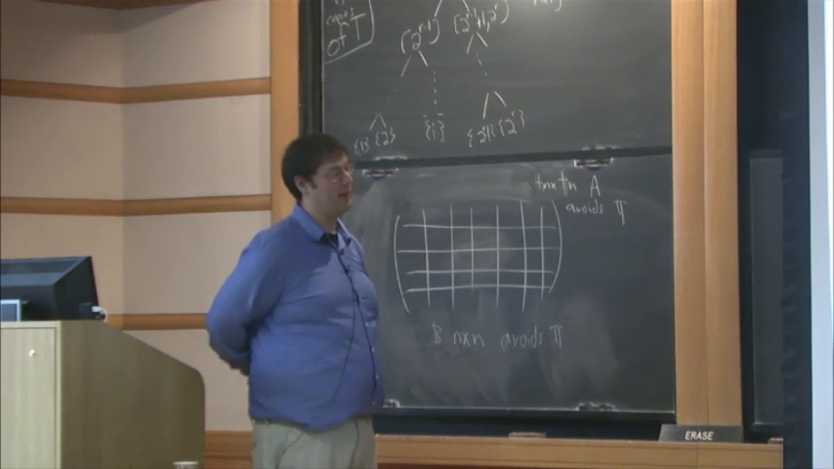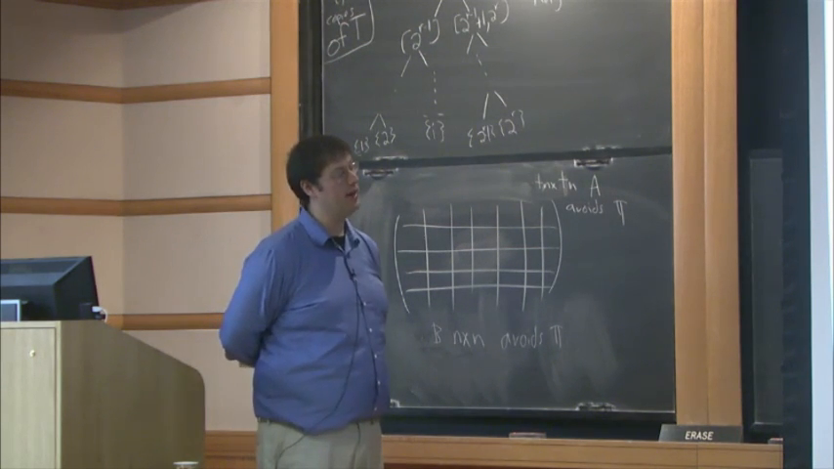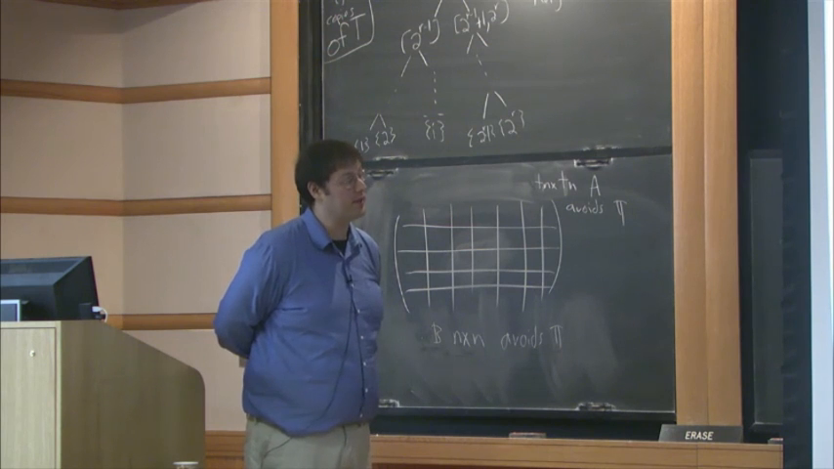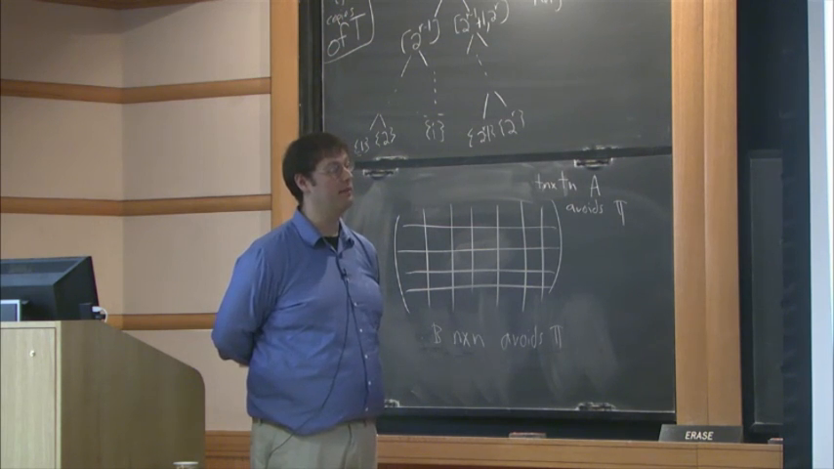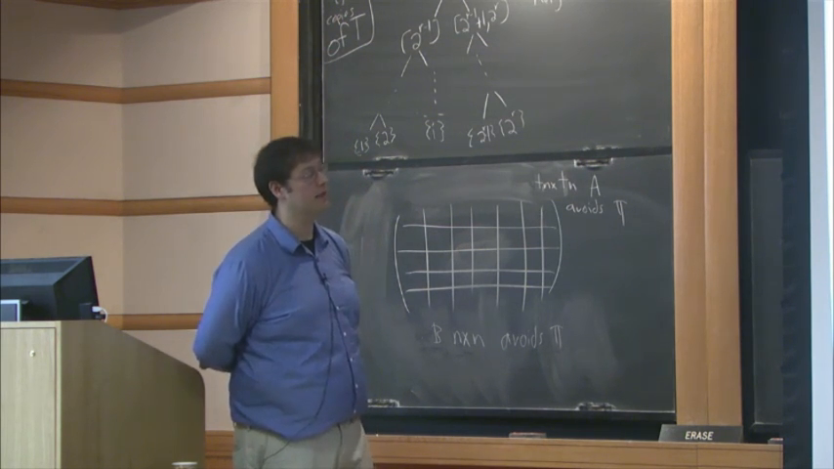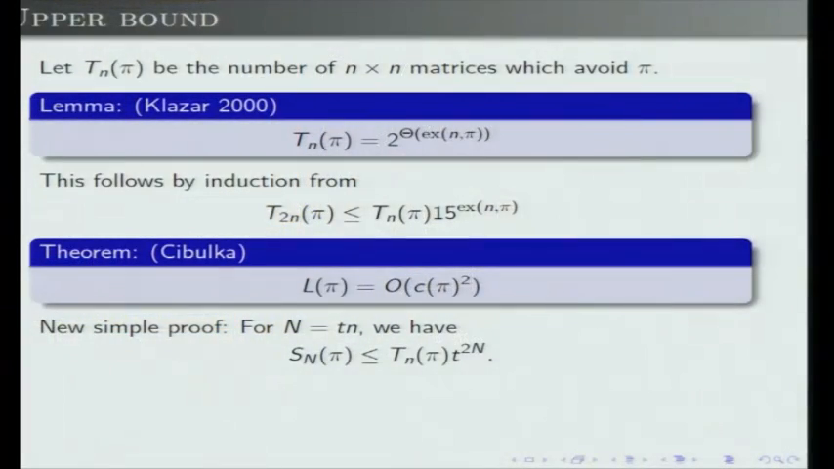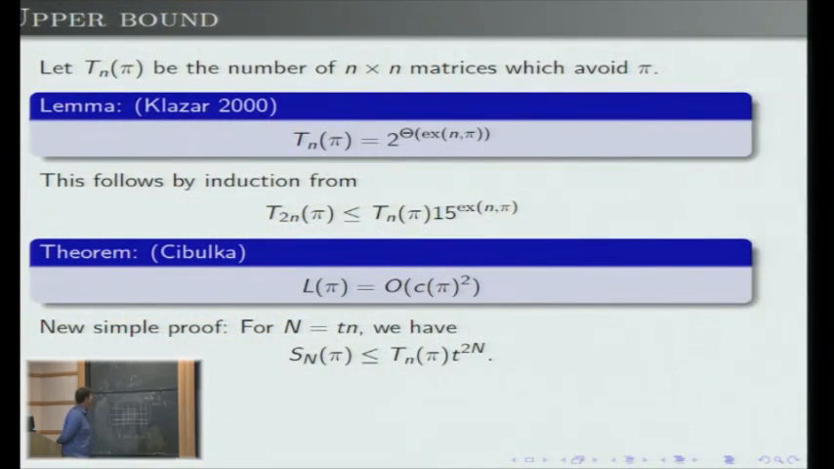That are big N by big N that avoid pi. And we're going to bound it by the number of total matrices which avoid pi, which are little n by little n times this little t to the 2 times big N. Why is that? We set up exactly in the same way as we did before, except instead of 2 by 2s, we're going to have t by t's. We take this permutation matrix A, and we contract it to get a matrix B which avoids pi.